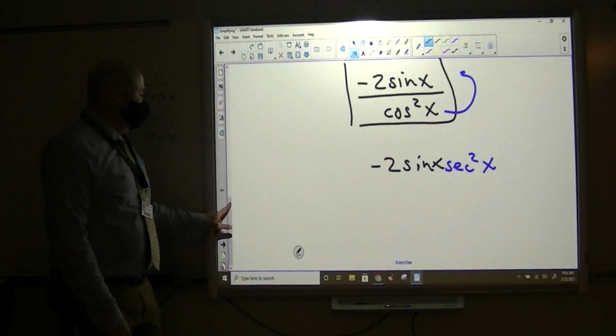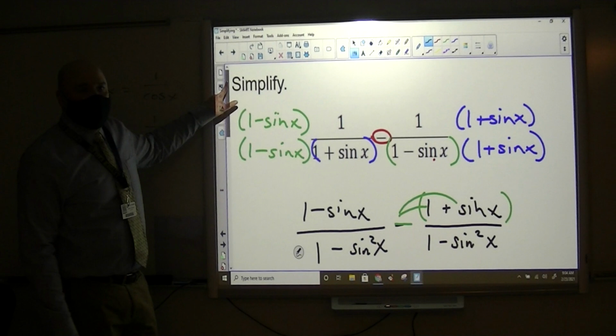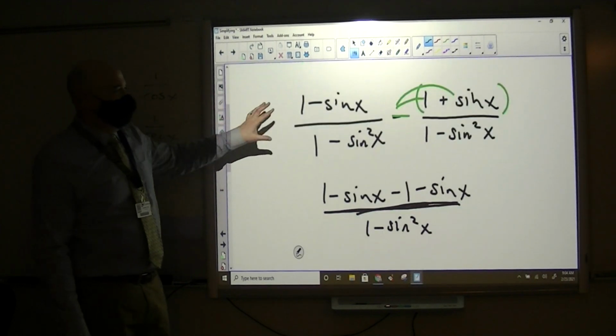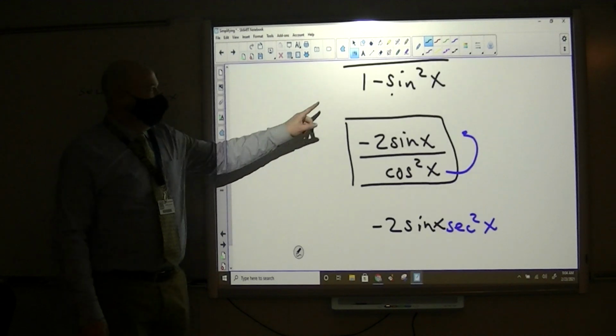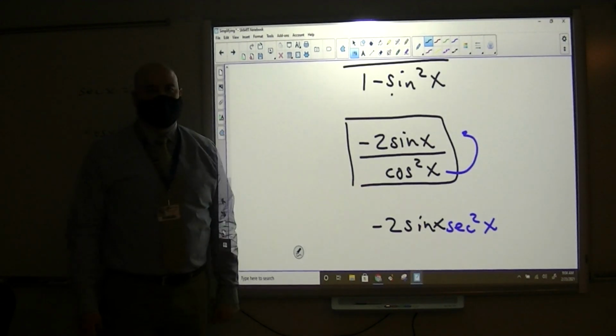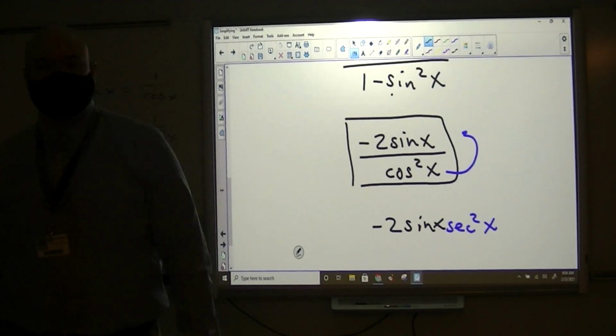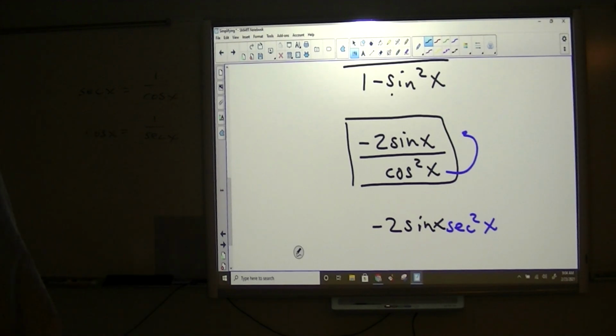Okay, so what did we do? Combined fractions by finding a common denominator, cleaned it up, manipulated and substituted for that. Tools that we've been using.